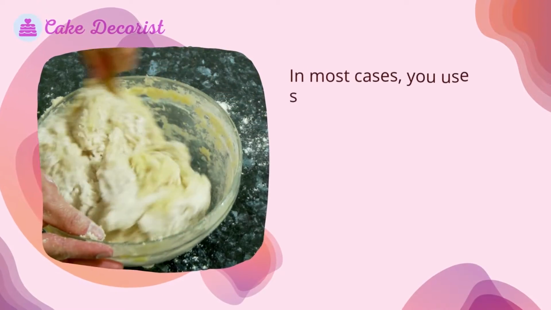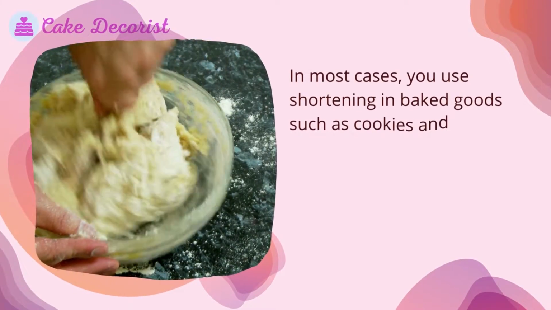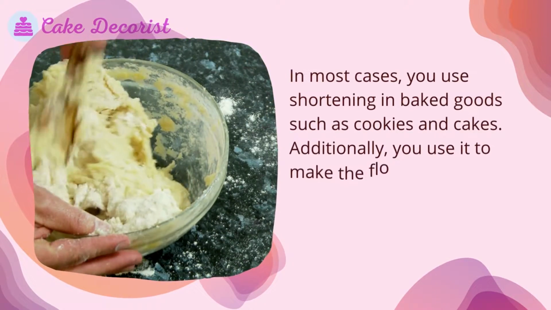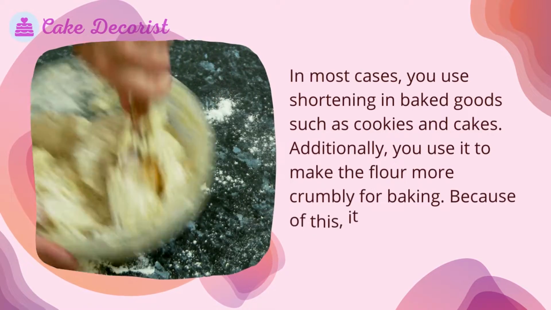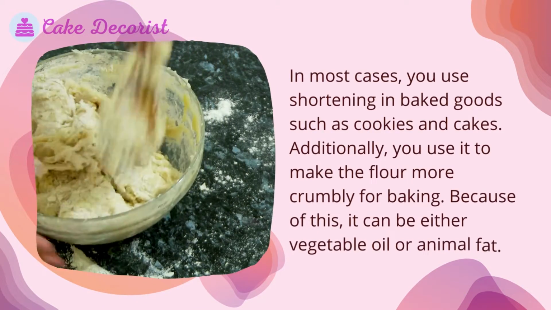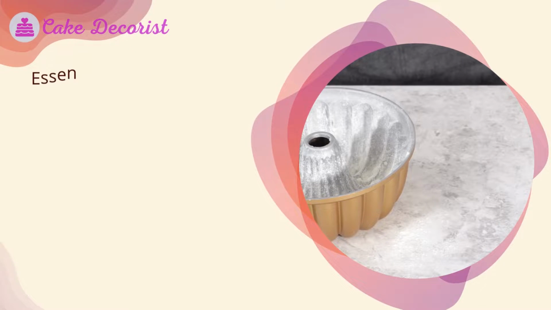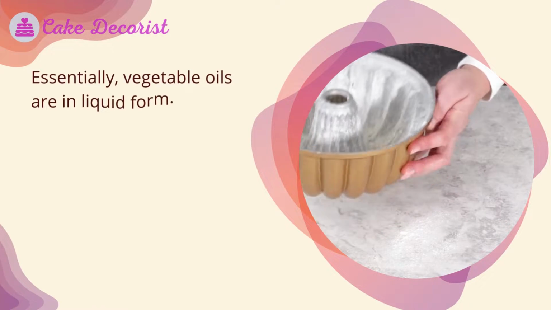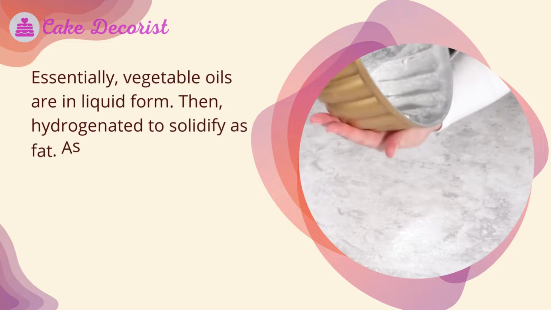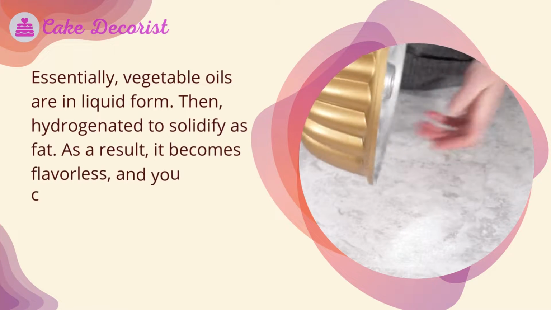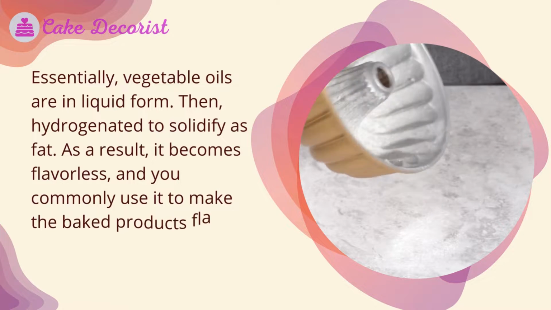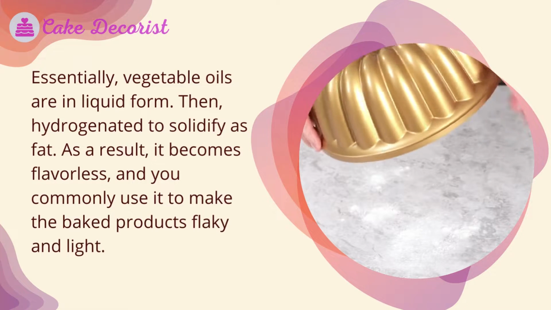In most cases, you use shortening in baked goods such as cookies and cakes. Additionally, you use it to make the flour more crumbly for baking. Because of this, it can be either vegetable oil or animal fat. Essentially, vegetable oils are in liquid form, then hydrogenated to solidify as fat. As a result, it becomes flavorless, and you commonly use it to make the baked products flaky and light.